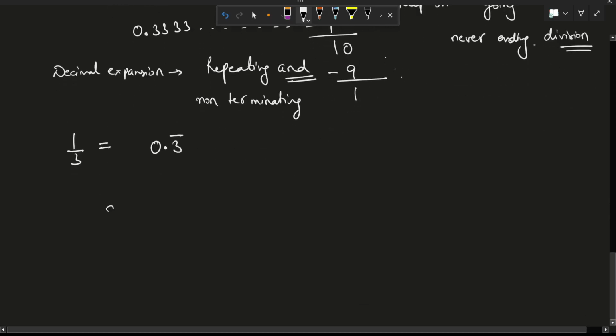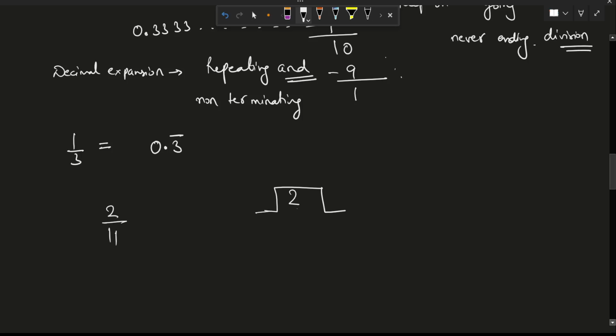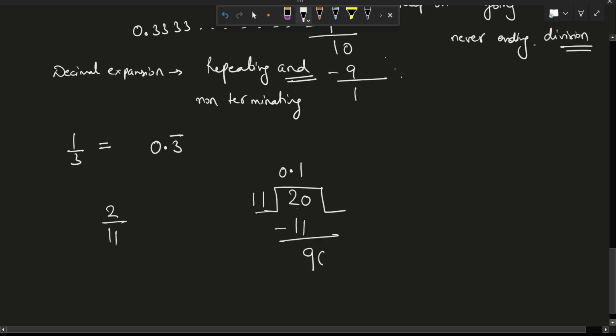Let's take one more example. Let's take 2 divided by 11. Let's convert this into decimal expansion. We take the numerator as the dividend and 11 as the divisor. It is not going, so I'll put 0 and a decimal, so 0 will come over here. 11 ones are 11. I'll get 9 after subtraction, decimal is there, so put 0.